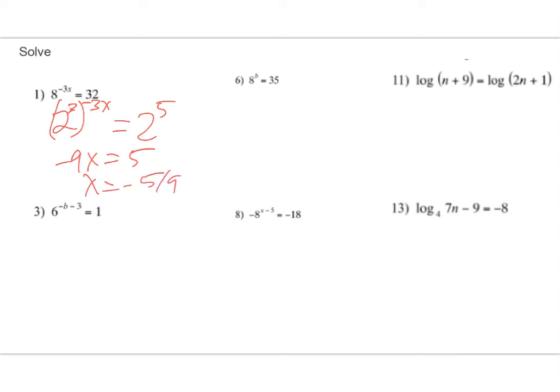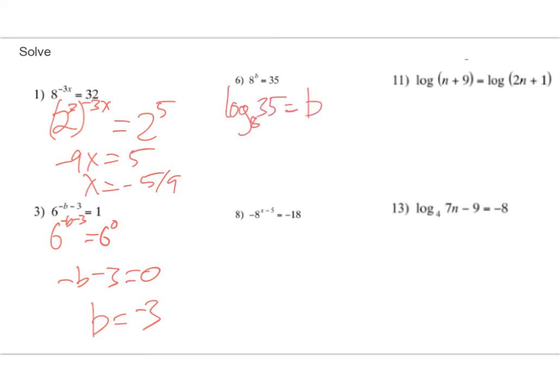Going straight down from here, I can write both of these as base 6 because 6 to the 0 is the same as 1. And then we get negative b minus 3. Negative b minus 3 is equal to 0, therefore b is going to be negative 3. For the next column, I cannot make these in the same base, therefore I'm going to convert these to log form. Log base 8 of 35 is going to be b. We have gotten b by itself. We are done.